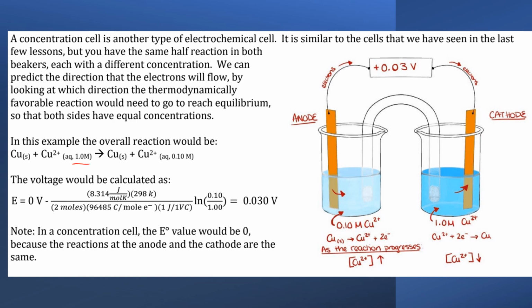So why does E0 equal 0? In a concentration cell, the E0 is 0 because the reactants at the anode and the cathode are the same. We're going to do an example of this in a bit, so it shouldn't be too bad.